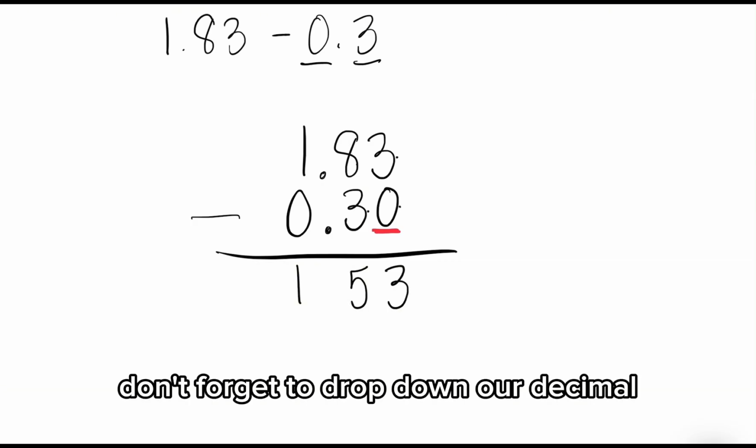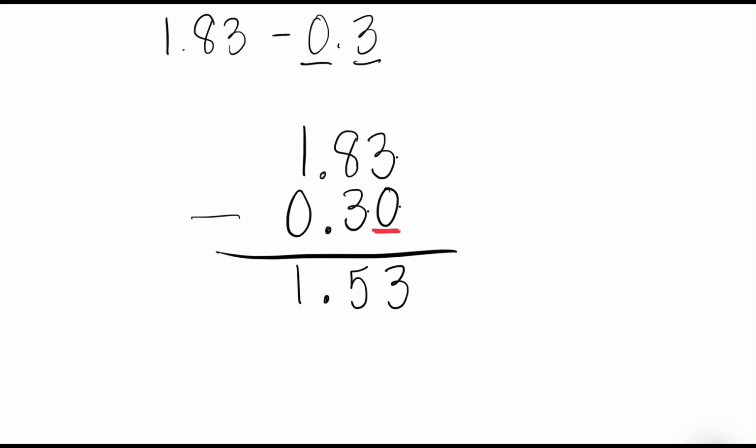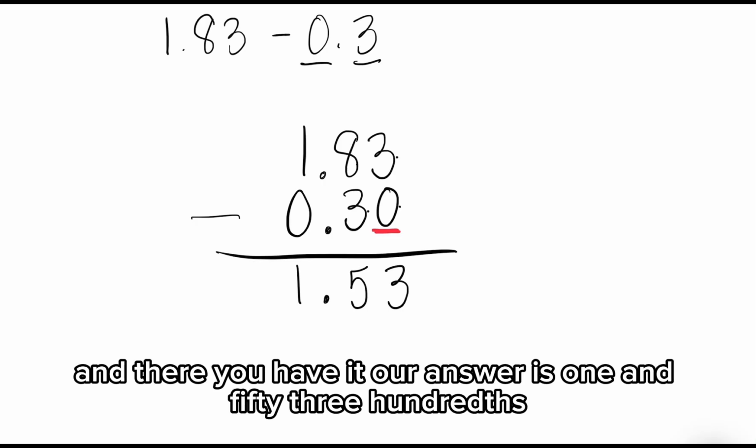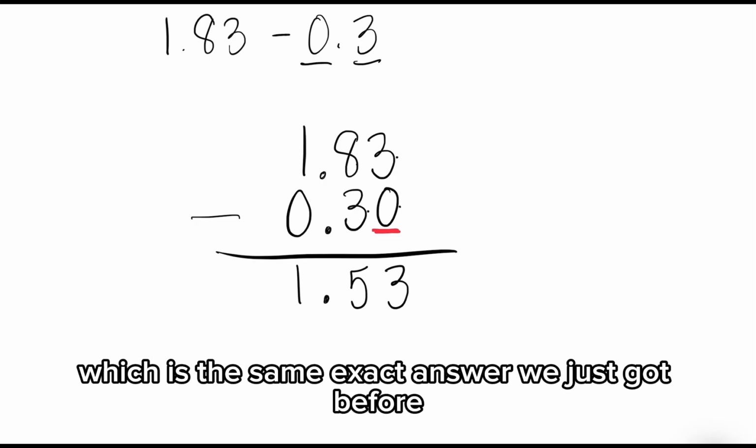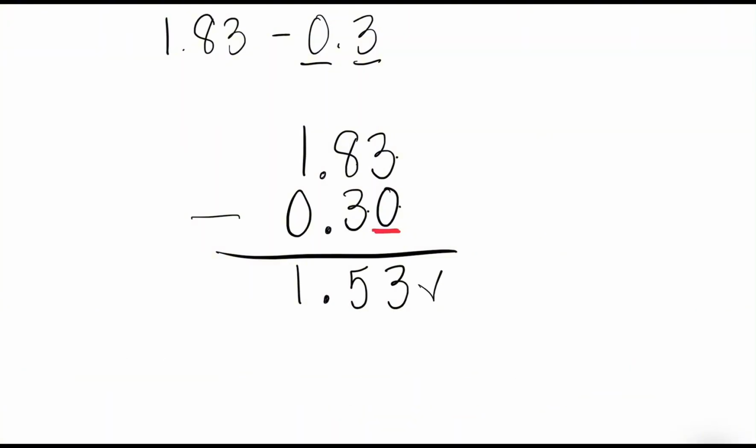Don't forget to drop down our decimal. And there you have it. Our answer is 1 and 53/100ths, which is the same exact answer we just got before using the hundredths grids.